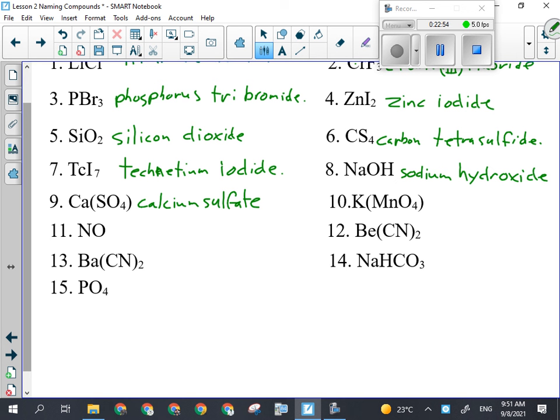Ionic or molecular? Ionic. Okay. K stands for potassium. What is MnO4? Permanganate. Yeah. Hey, potassium permanganate, okay, used to be used as an antifungal. They would make a solution of it and put it on their feet. It would kill athlete's foot fungus and stuff like that.